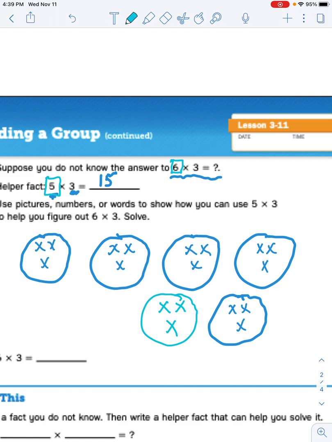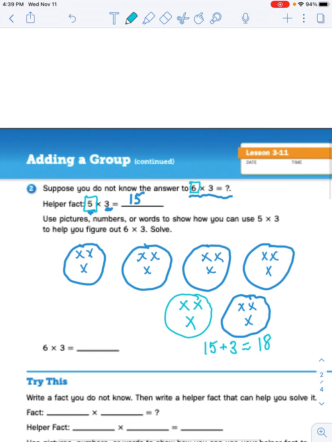1, 2, 3. Okay, so now I was already at 15, so I can just add 3 more to 15. So instead of counting back up those X's, I'm just going to put 15 plus 3 over here. Okay, and what's 15 plus 3? Yep, 18. Okay, so now I know the answer to 6 times 3. It's 18.